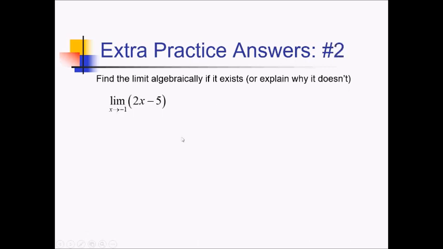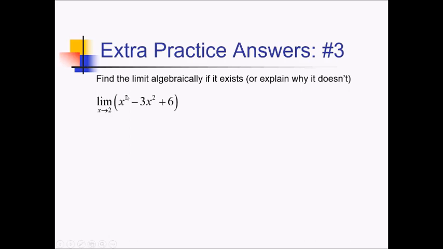For this one, to find the limit as x approaches -1 of this line, since it's linear and a polynomial, that means function values and limits are going to be the same thing. So I just have to plug -1 in to find the limit. So 2 times -1 minus 5, that's going to be -7.